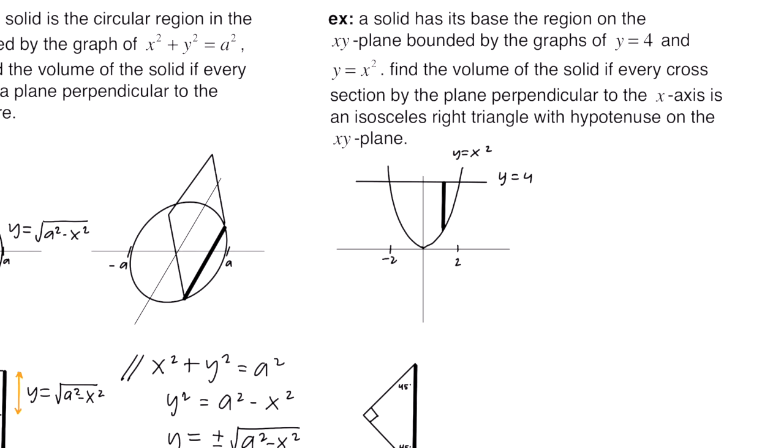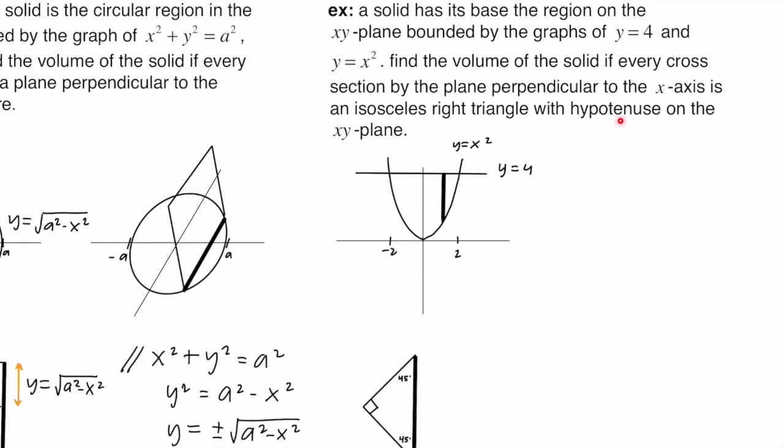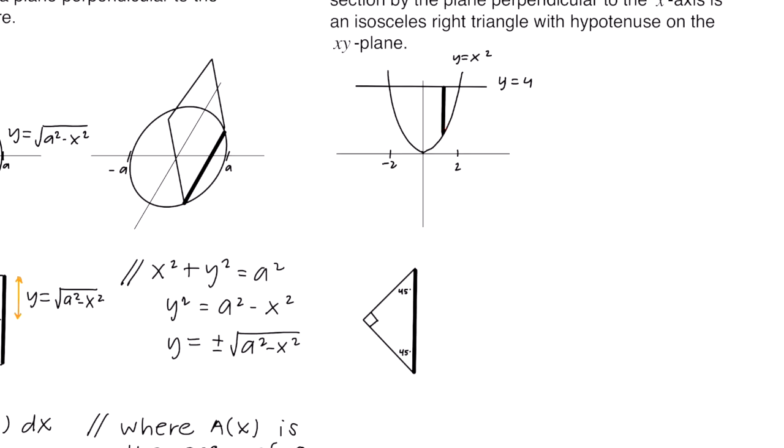And finally, the cross-sections are perpendicular to the x-axis, so I have this line drawn right here that's perpendicular to the x-axis. And the cross-section is an isosceles right triangle where the hypotenuse is on the xy plane, so this line is going to be the hypotenuse of our isosceles right triangle. So I made this line correspond to this right here in this diagram. So here's your isosceles right triangle, where this is the hypotenuse, and that means that these are going to be 45-degree angles.